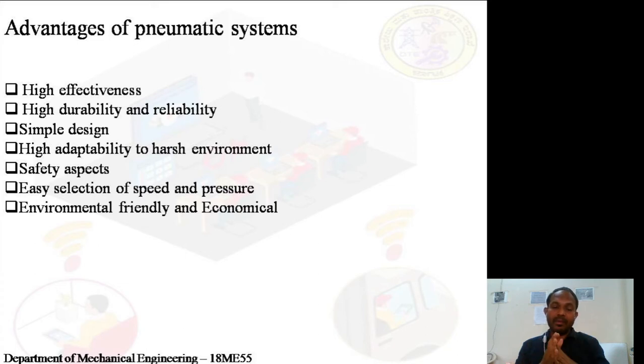So, in comparison with a hydraulic system, when you go for a hydraulic system, you need to have a tank. You need to have a source. Whereas here, the air is freely available in nature. You can take it anytime. Any corner of the earth you go, you'll get the air.